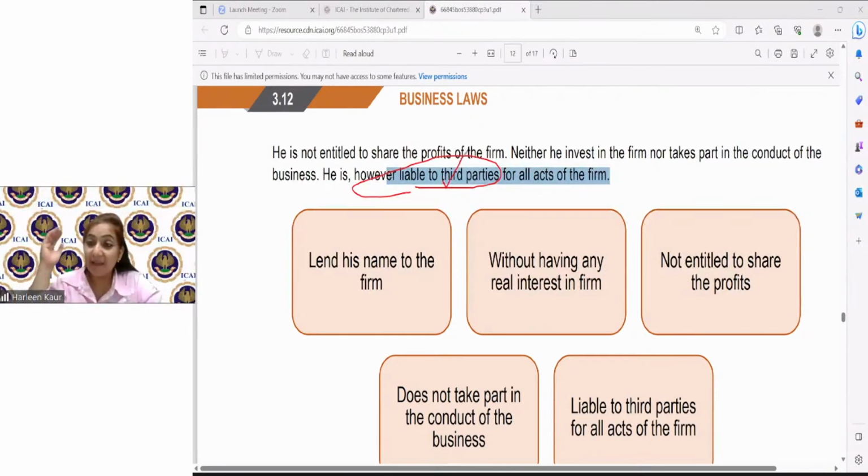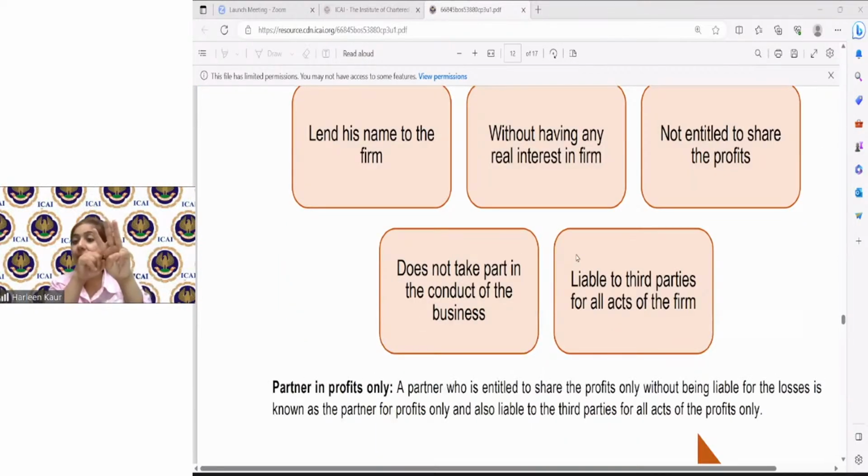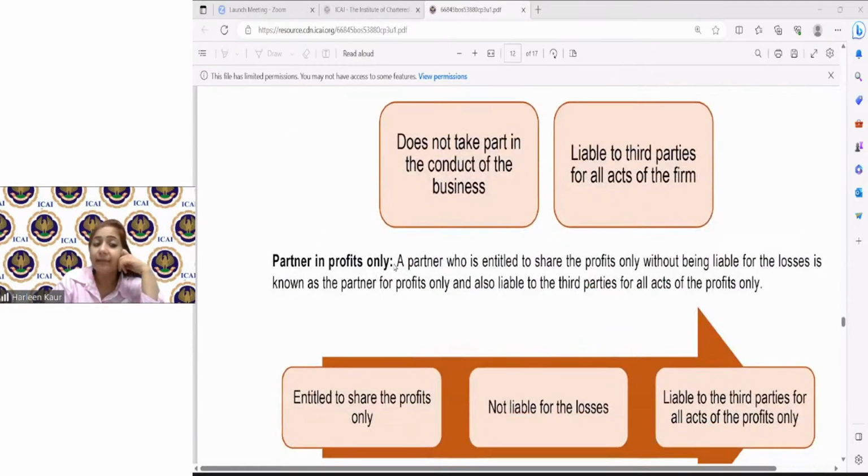So why is he being held liable to third parties? Because now you have associated his name with the firm. So the firm is doing business based on his reputation. So tomorrow, if any liabilities occur, definitely he will also be held liable, and also rightly mentioned, because of the mutual agency relationship. So all the partners, active, sleeping, and nominal partners, are held liable to third parties for all the acts of the firm. But the partner in profits only, what does he do? The law says he is liable only for acts related to profits, not for the losses.